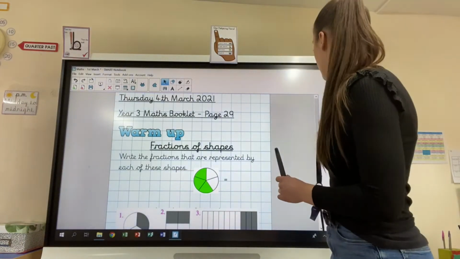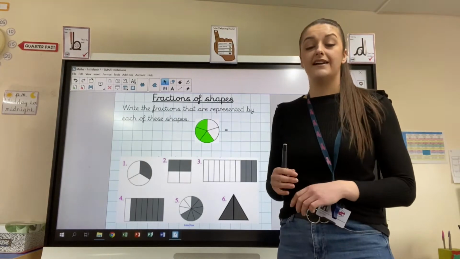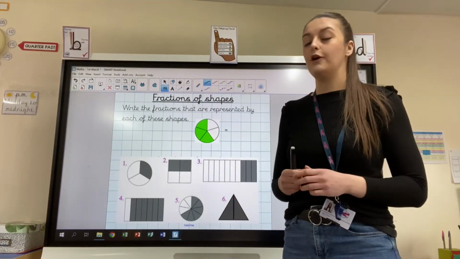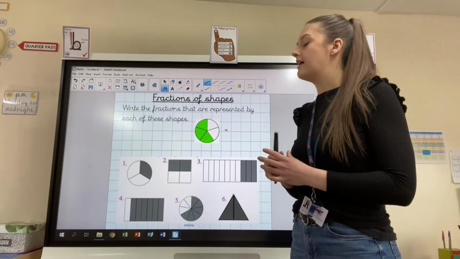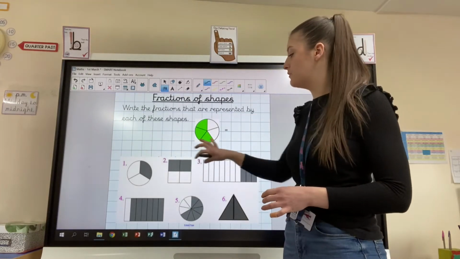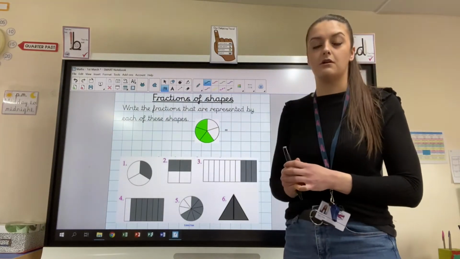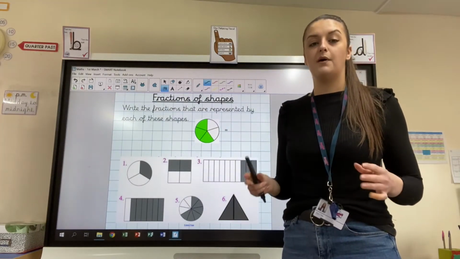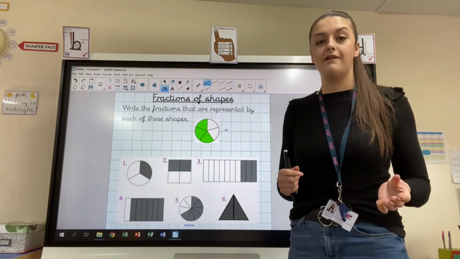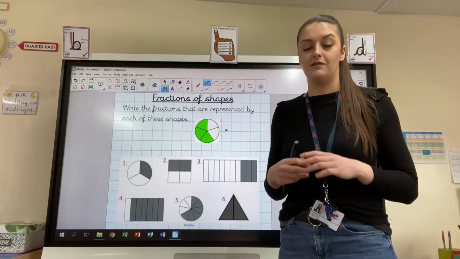Okay? So I have got 5 different shapes here, and I'd like you to write either on your whiteboard or in your purple book the fractions that are represented by each of these shapes, so the fractions that are shown in each of these shapes. So I'm going to show you one first, okay? So we know a fraction is part of a whole, and it's made up of a numerator at the top of the fraction and a denominator at the bottom of the fraction.